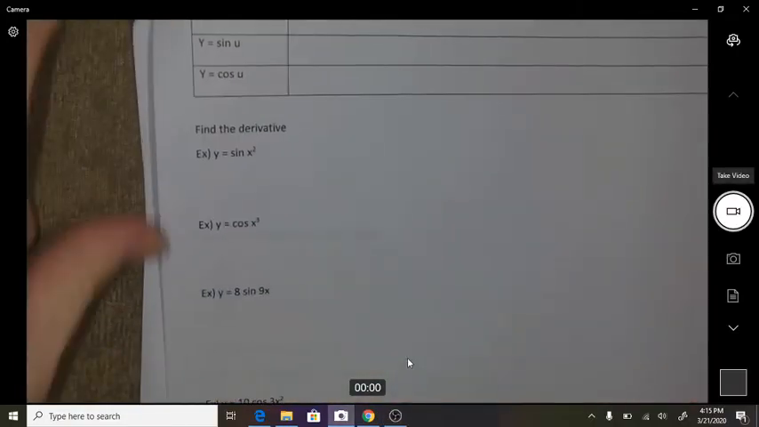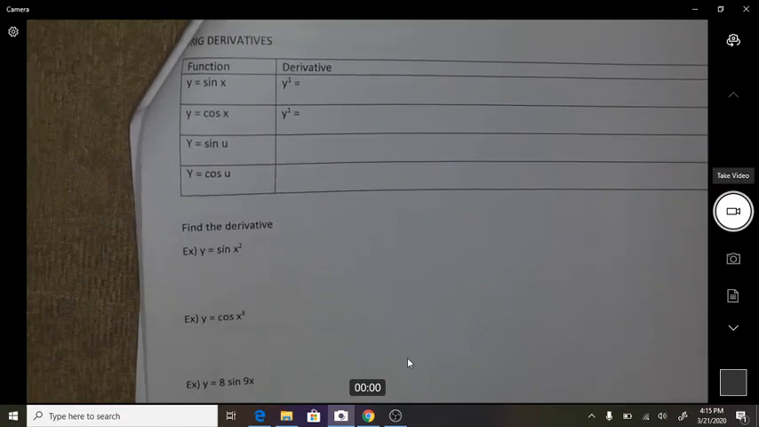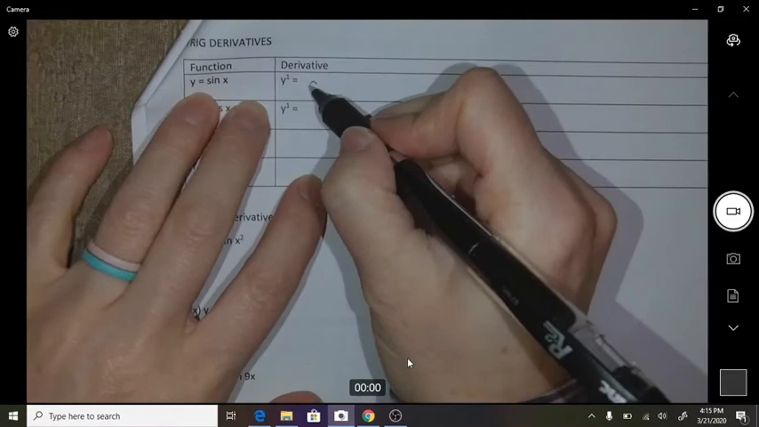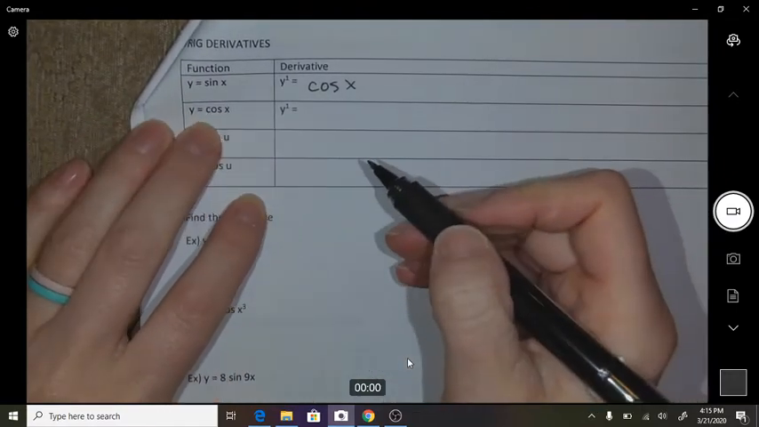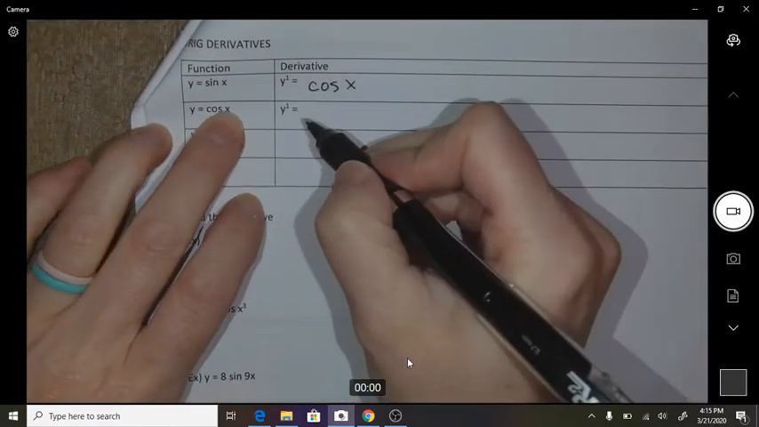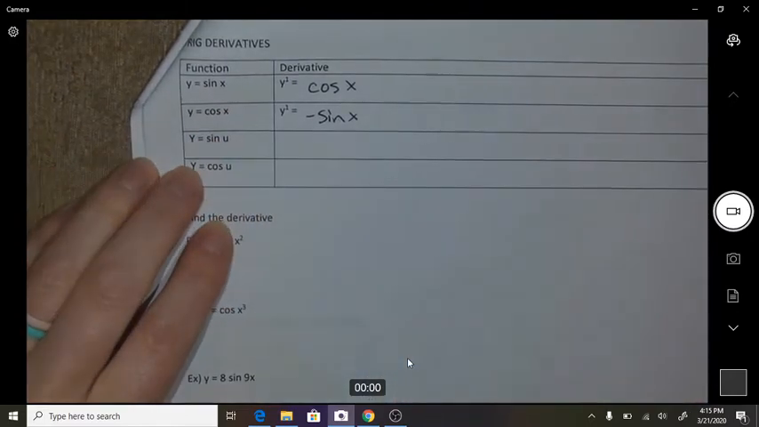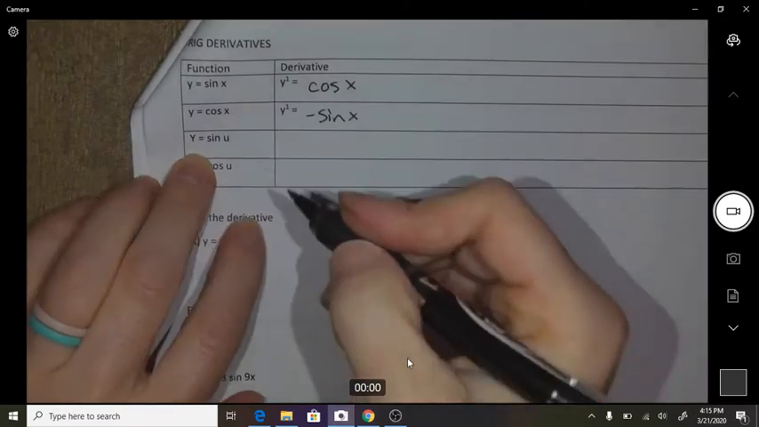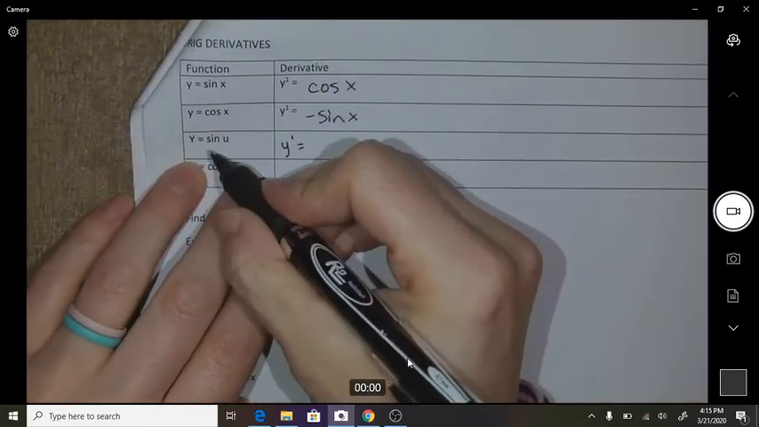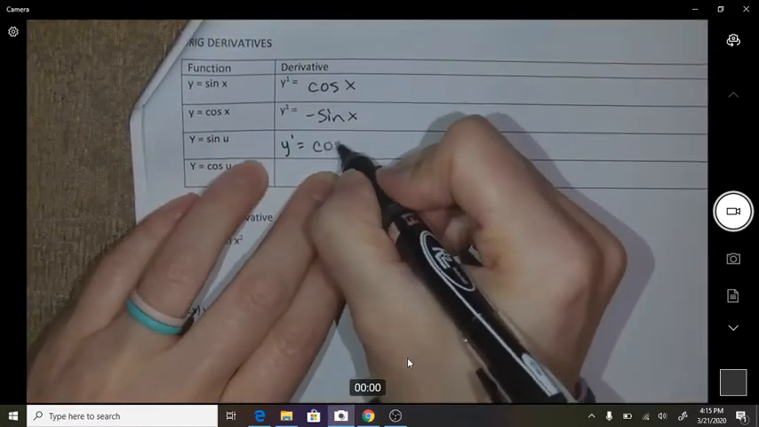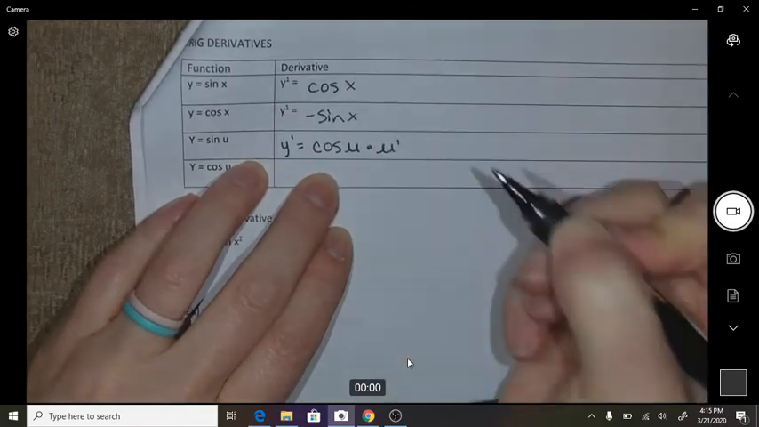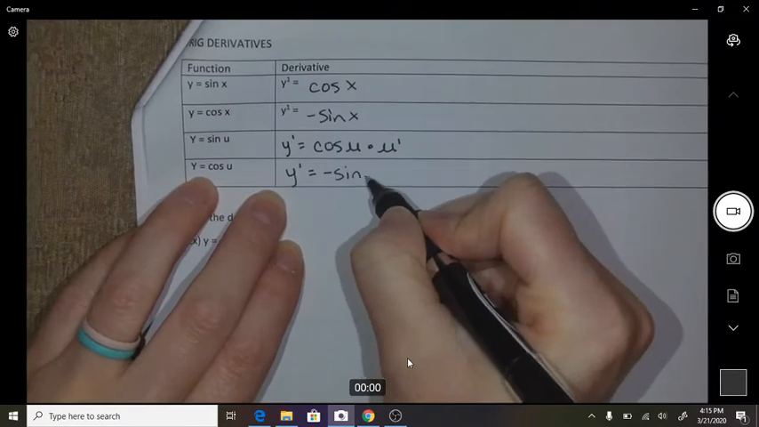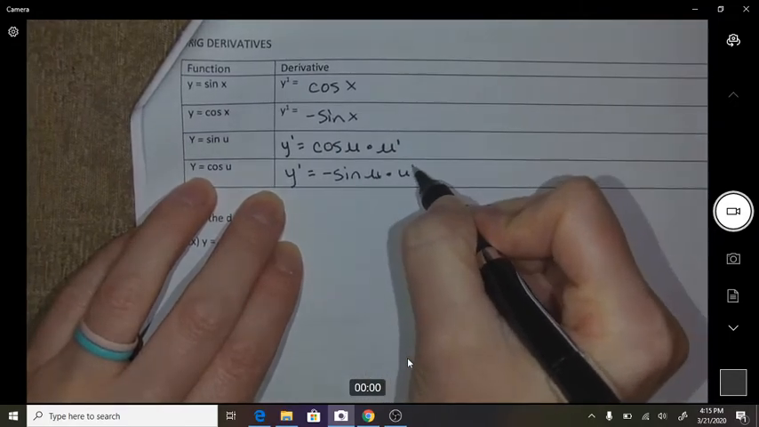Okay, we're going to do trig derivatives. So the derivative of sine x is cosine x, and the derivative of cos x is negative sine x. So now if you have to do a chain rule, then the derivative of sine u would be cos of u and then times the derivative of u. And same here, negative sine u times the derivative of u.